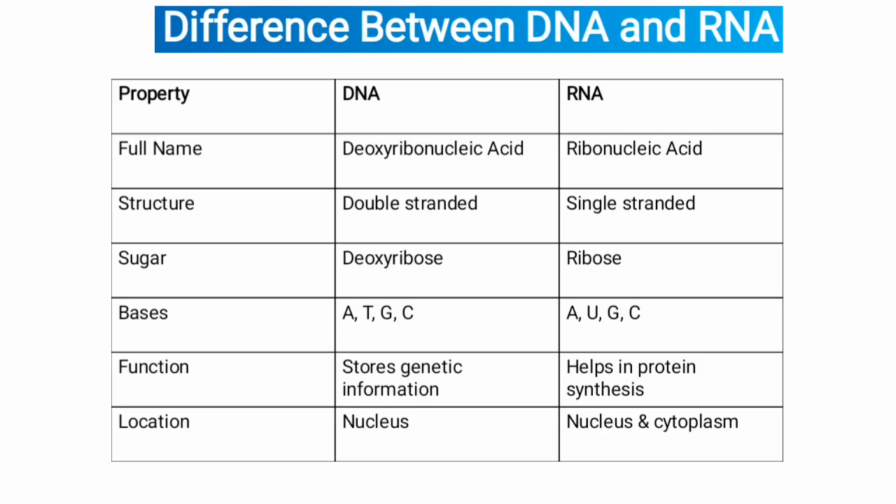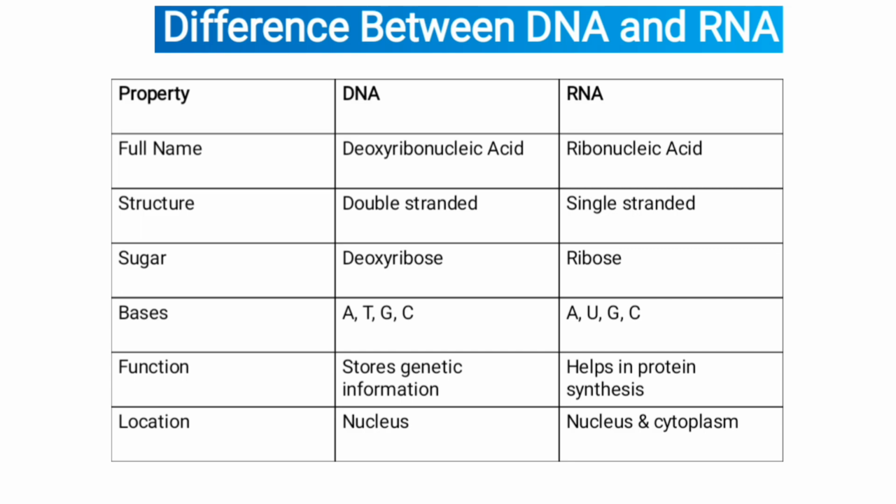Difference between DNA and RNA. Property: full name. The full name of DNA is deoxyribonucleic acid, while the full name of RNA is ribonucleic acid. Structure: DNA is double-stranded, while RNA is single-stranded.